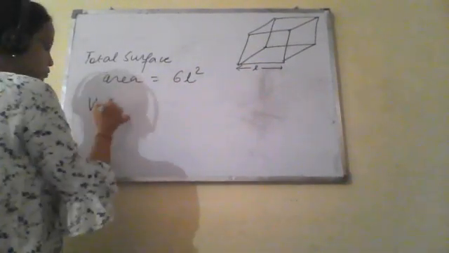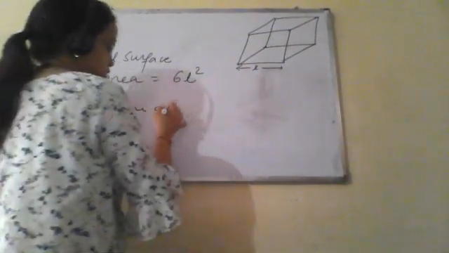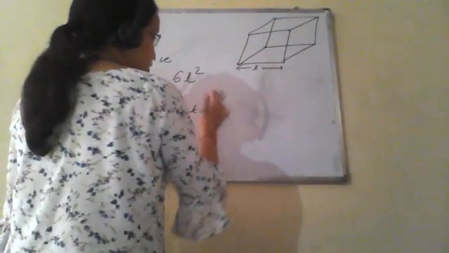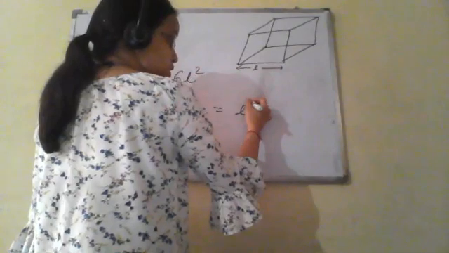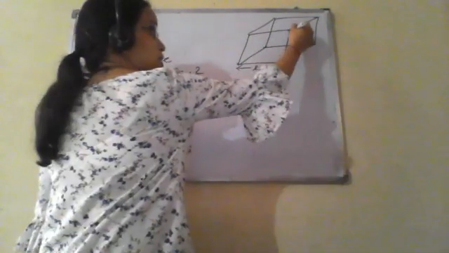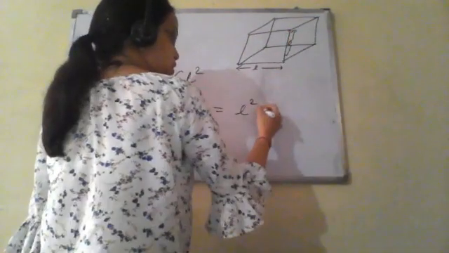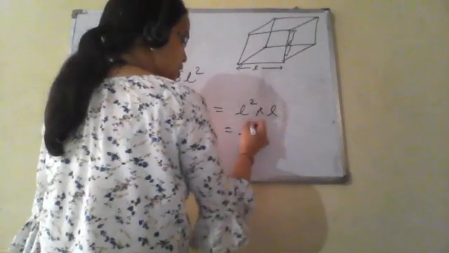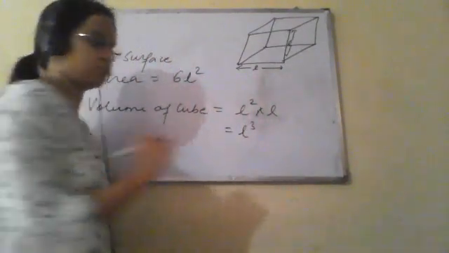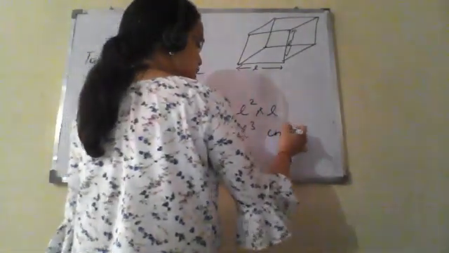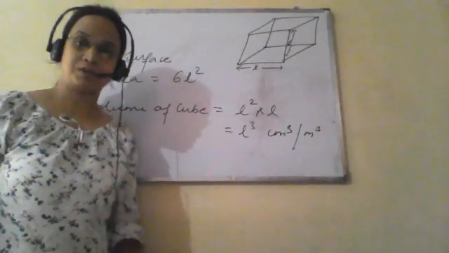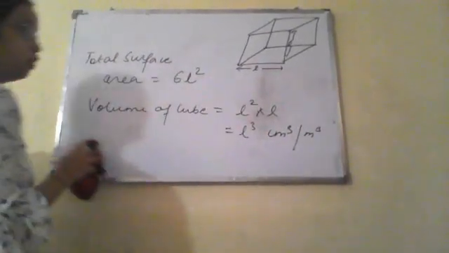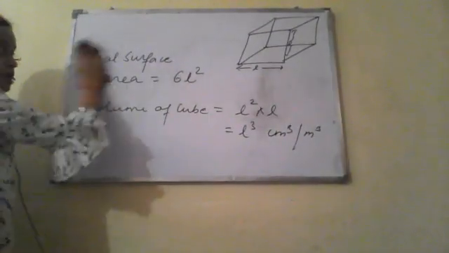When we talk about the volume of cube, it was area into height, that is area was L square and height is also L. So it comes out to be L cube or A cube or side cube. Again its unit will be centimeter cube, meter cube, any unit it will have the power 3. So this was cube. So I hope this is clear, volume and total surface area.